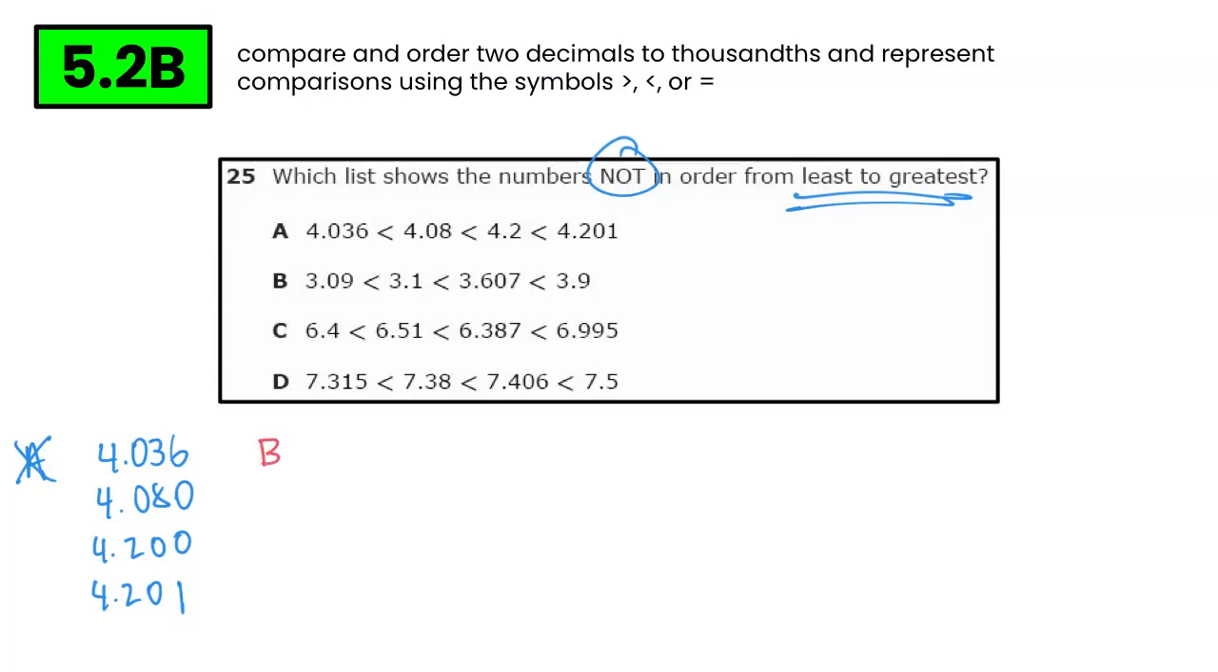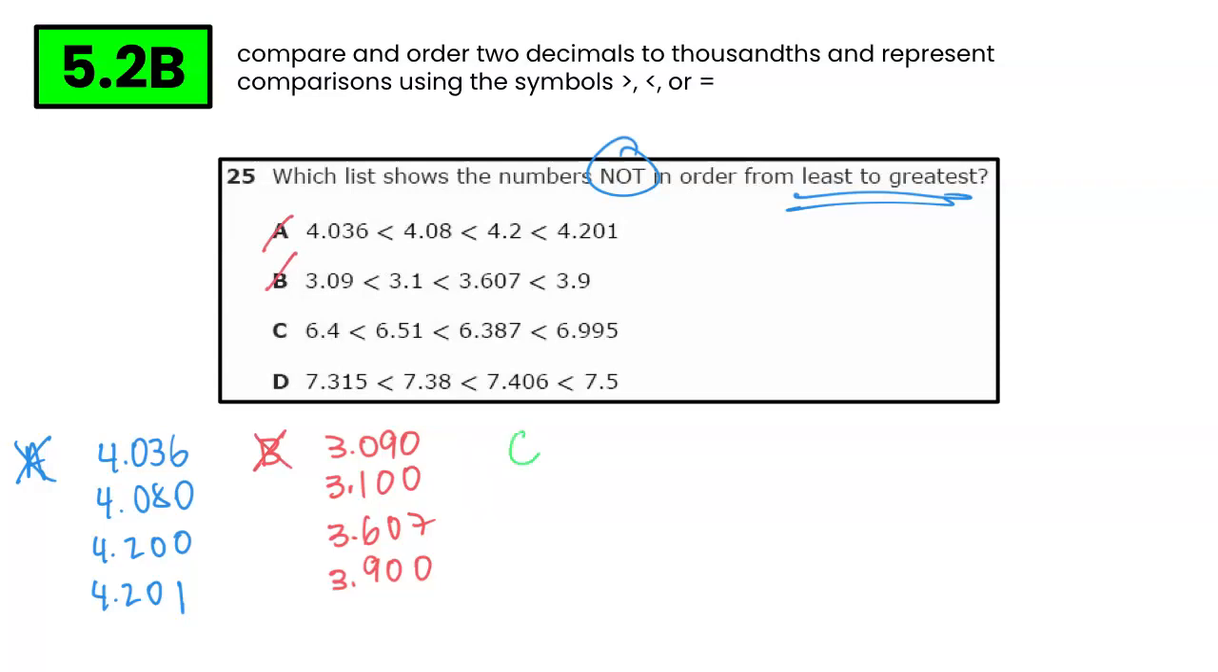Moving on to letter B, we would start with 3.090, adding in that extra zero, 3.100, 3.607, and then 3.900. Again, what we notice is that the same number appears in the ones place, and so all we need to compare now is how many thousandths these numbers have. This has 90 one-thousandths, 100 one-thousandths, 607 one-thousandths, and 900 one-thousandths. And so therefore it is in order from least to greatest, which means it is not the answer that we're looking for in this particular problem.